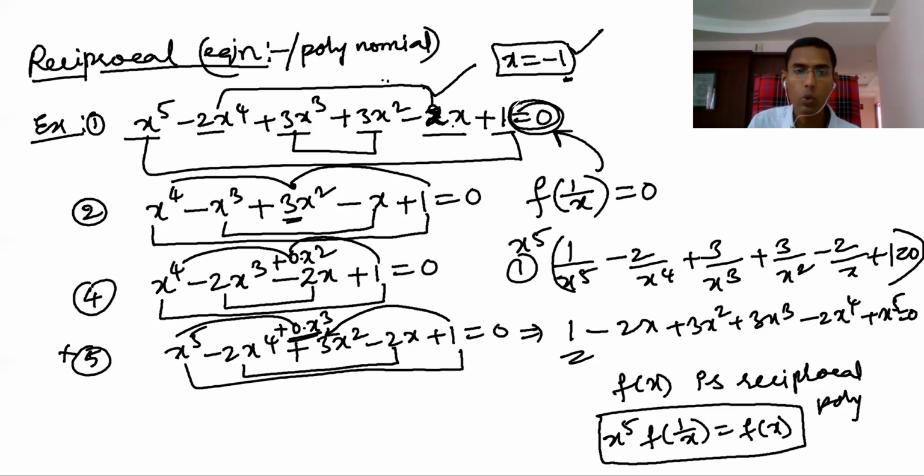This is an odd degree reciprocal polynomial. This minus 1 is a root. Immediately you can see it and can check. Minus 1 is a root. See here, this is what? An even degree reciprocal polynomial. For this, x equal to 1 is a root. You see, if you substitute x equal to 1, this 1 and minus 1 get cancelled, and no, sorry, this is not.